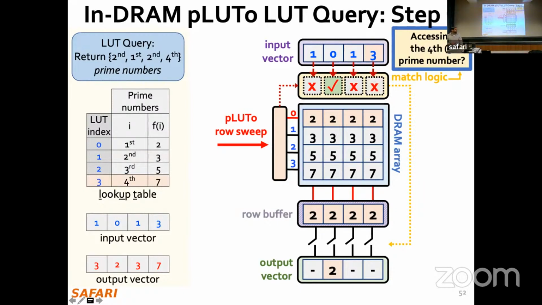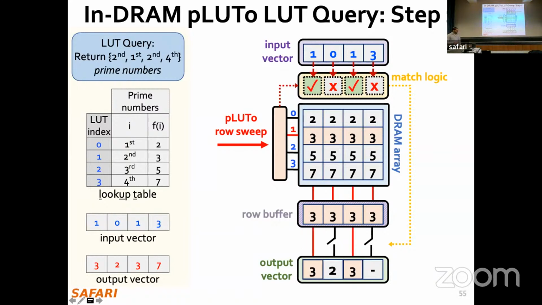So this process is going to be repeated throughout every single one of the rows in my lookup table. For the next one, for example, I activate the row with ID 1, and the data is copied to the row buffer. Again, the match logic is going to identify the elements that match the row ID together with the input vector, and the data that represents a match is going to be copied to the output vector. In the third case, there is no matching, because in the input vector I'm not looking for the third prime number, so no element is going to be copied to my output vector.